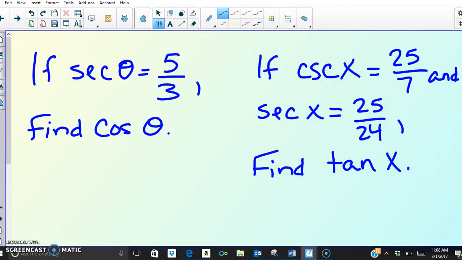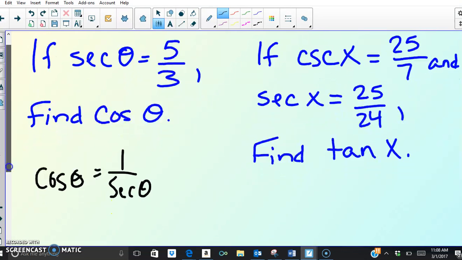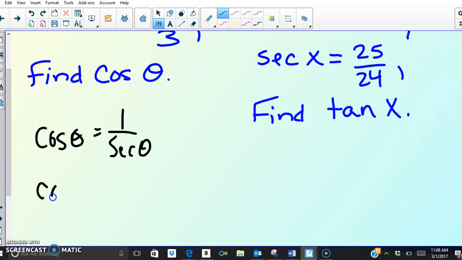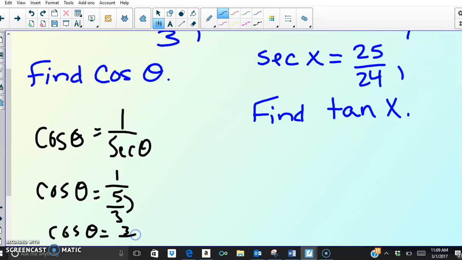So here I have, if secant theta equals 5 over 3, find cosine theta. So remember, cosine theta is going to equal 1 over secant theta. So we can just plug that in. So cosine theta equals 1 over 5 over 3. Remember, we reciprocate and multiply. So cosine theta equals 3 over 5.